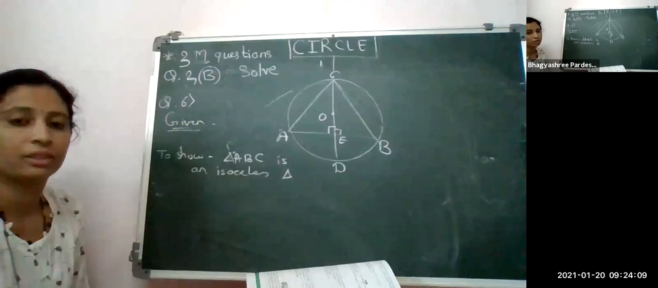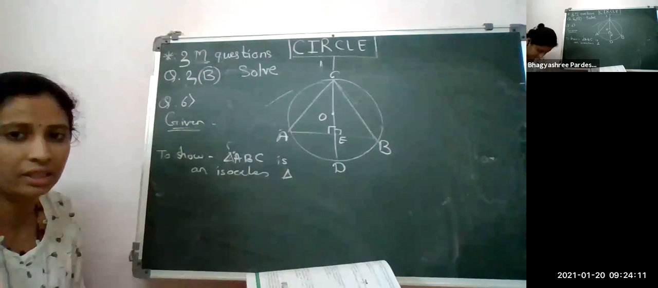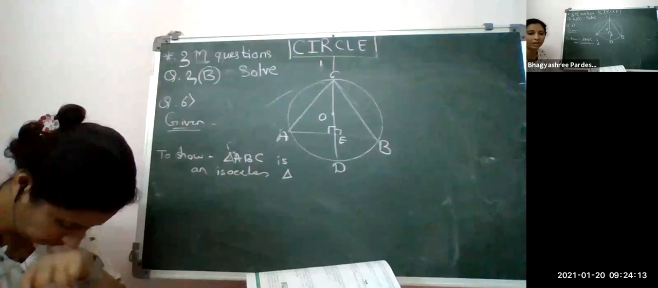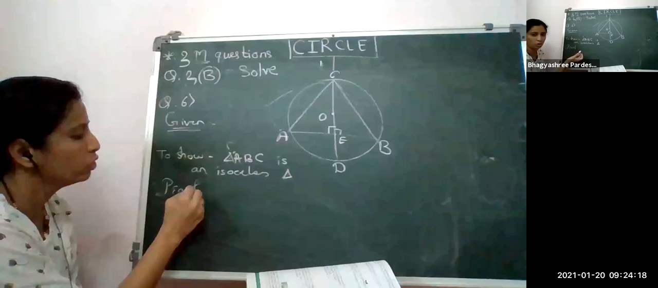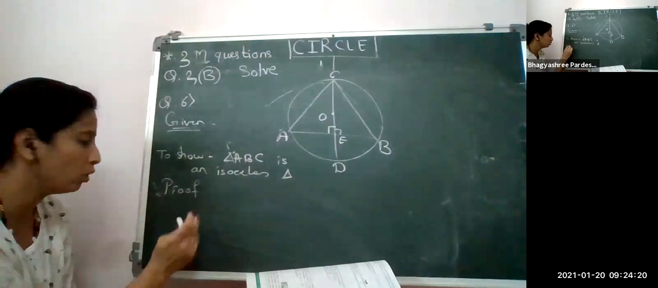Next, we have to start with the proof. Is any construction required? No construction is required here. So let's start with the proof. Let's start with the solution. Since it is to show, we can write here: solution.